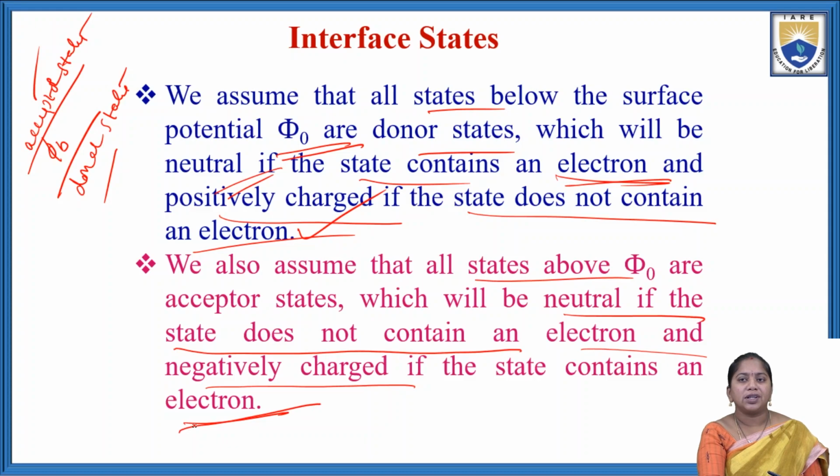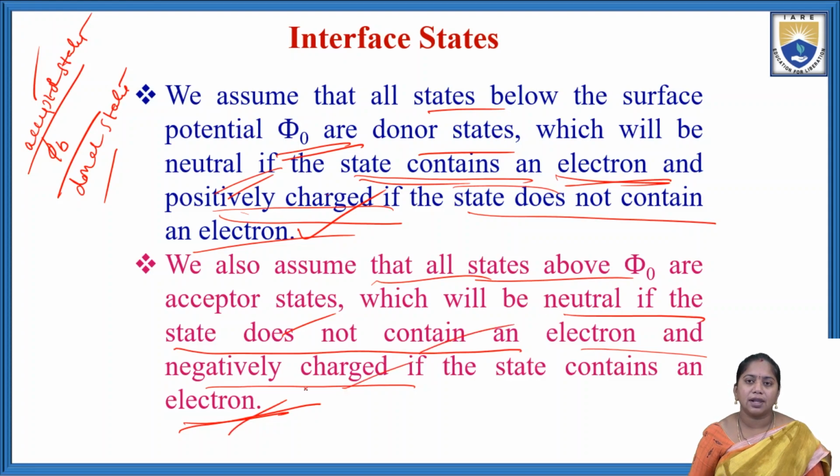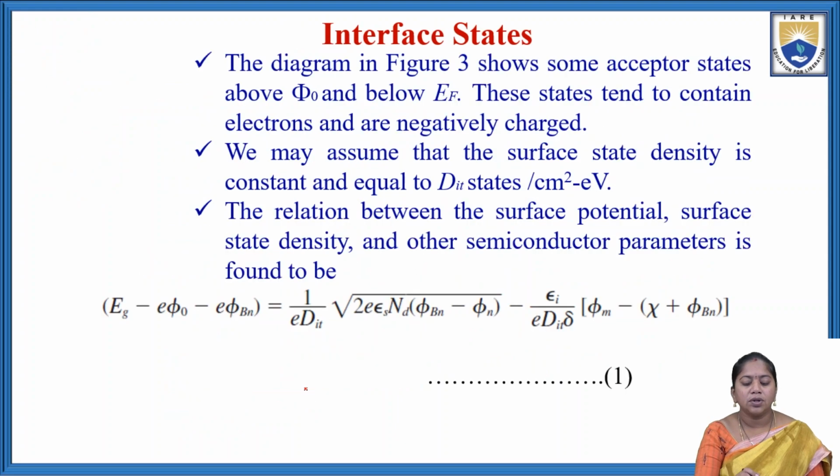In the above condition, if the state contains an electron it is neutral, and it is positively charged if the state does not contain electrons. So this is the opposite condition. We also assume that all the states above φ0 are the acceptor states, which will be neutral if the state does not contain an electron, and negatively charged if the state contains an electron.